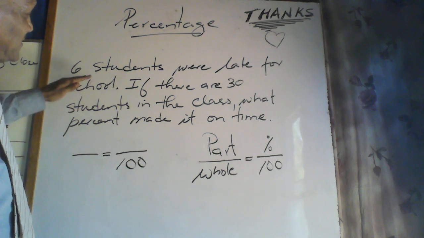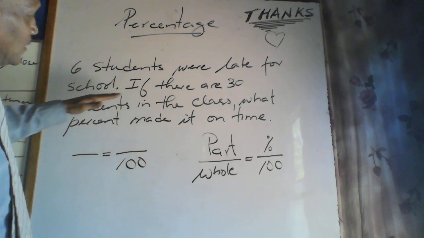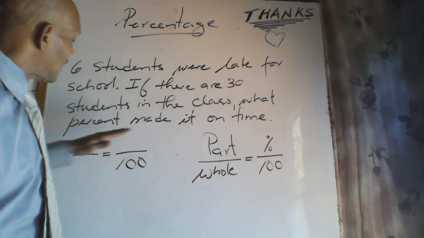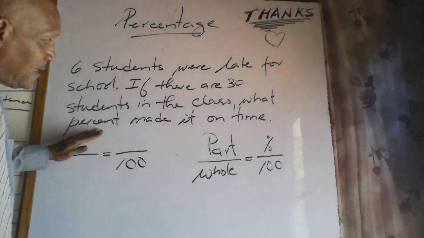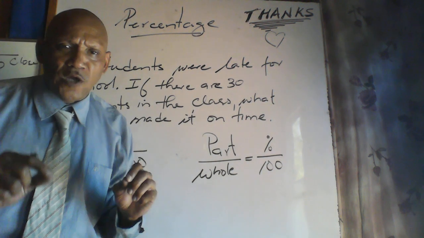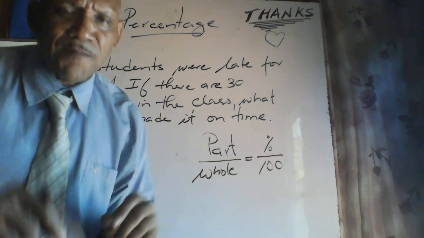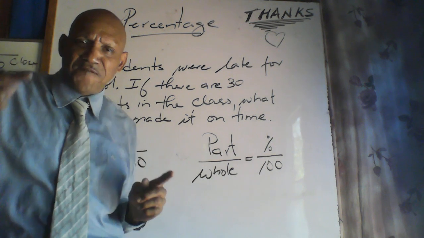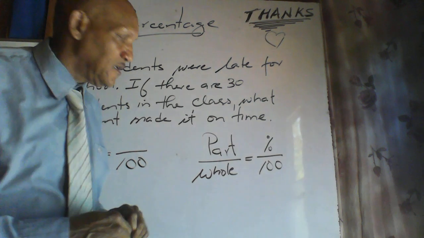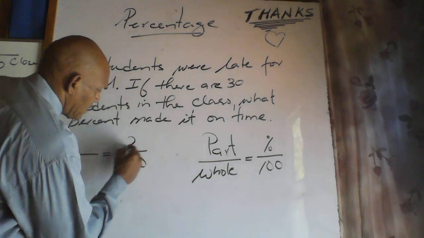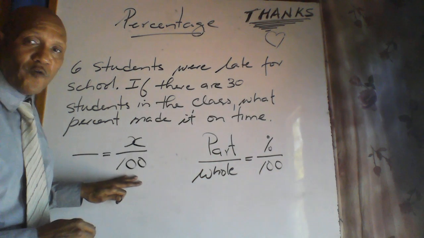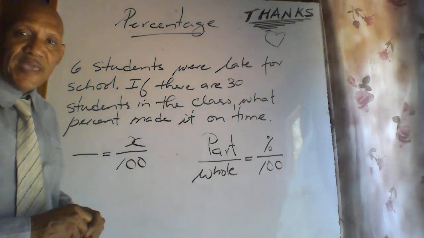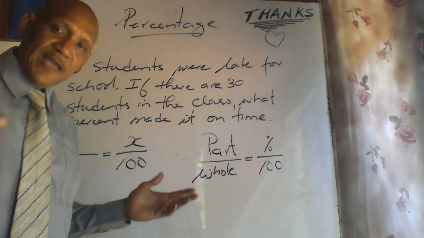And they're asking us, 6 students were late for school. If there are 30 students in the class, what percent made it on time? They want to know what percent made it. We don't know what the percent is that made it. So we are trying to find percent. Percent goes over 100 and we don't know what it is. So we make it a variable. I call it X.